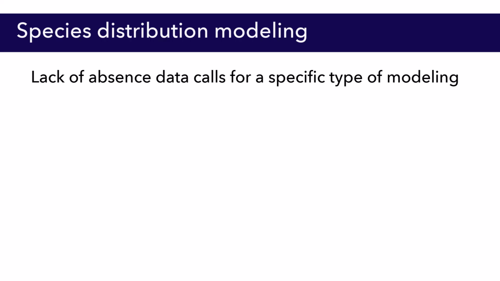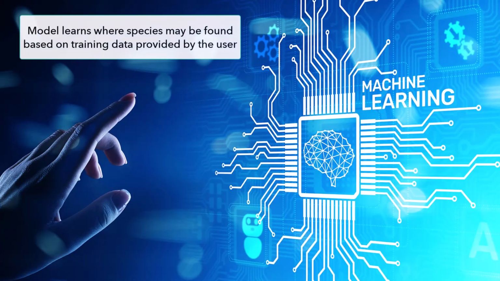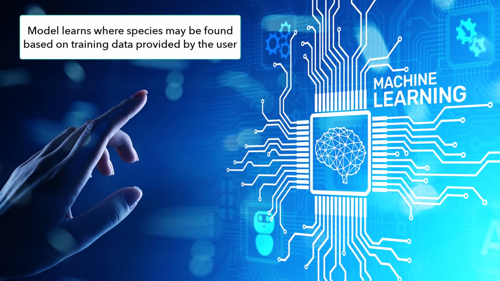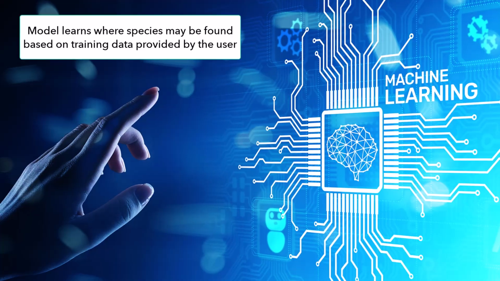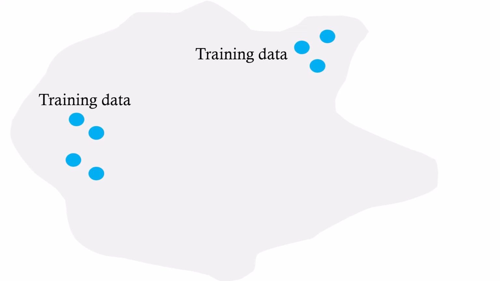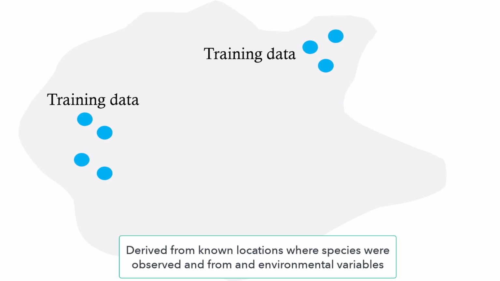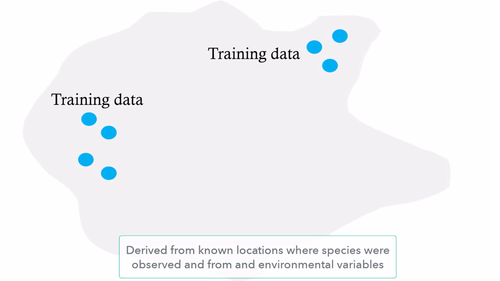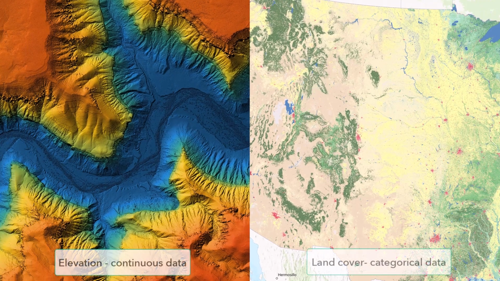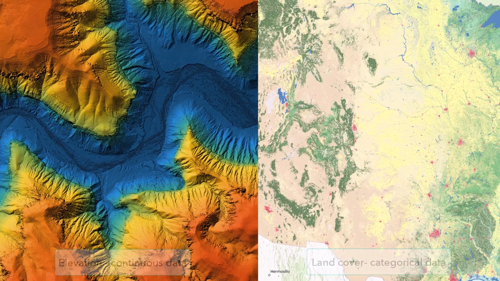One of the most common forms of presence-only modeling is called MaxEnt, which is an abbreviation that stands for the maximum entropy approach. MaxEnt is a machine learning model, meaning that the model aims to learn where a species might be found in a study area based on training data that are provided by the user. These training data come from known locations where a species was observed, as well as a set of environmental variables that describe the site conditions. The environmental variables can either be continuous, like elevation, or they can be categorical, like land cover.